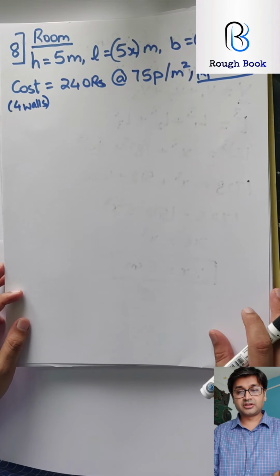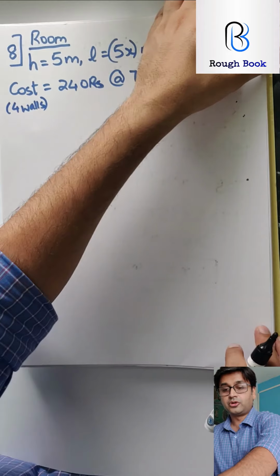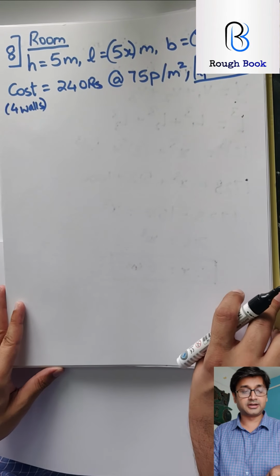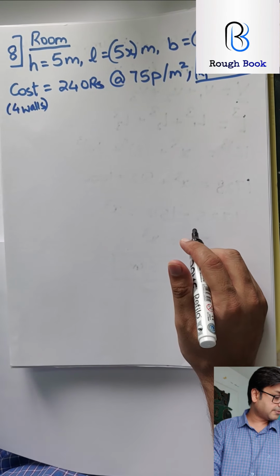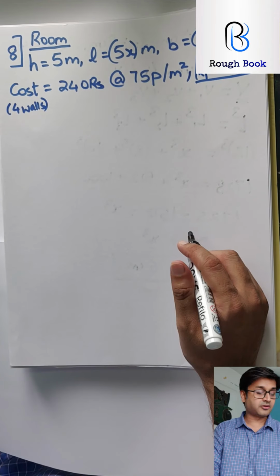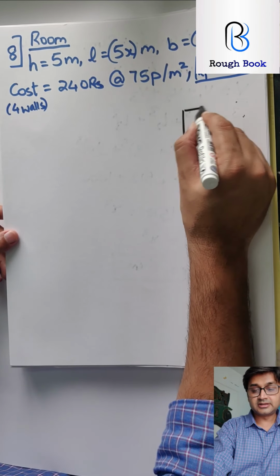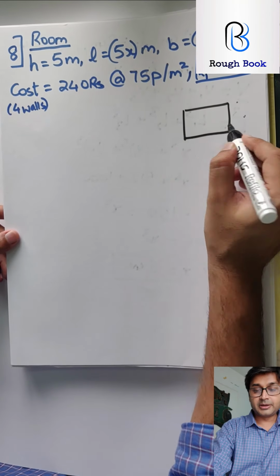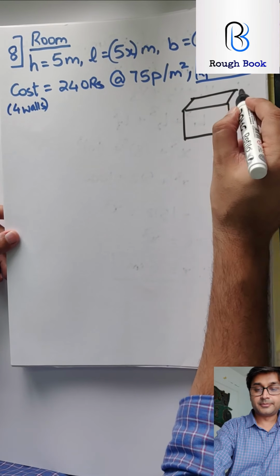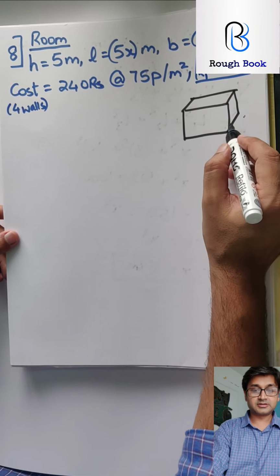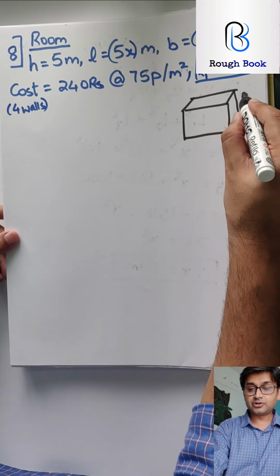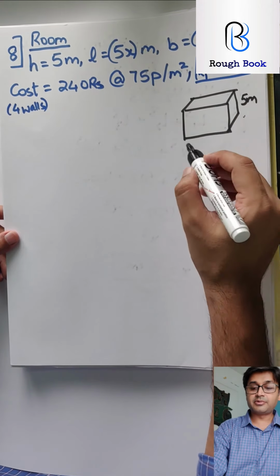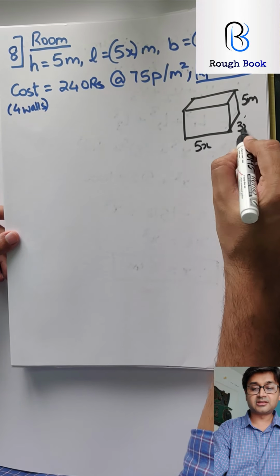8th. Pause the video, come on, try this on your own. If you don't get it, come back, I will help you then, but try at least. So 8th one says the cost of papering 4 walls of a room. So let's say this is your room and you are papering it, so basically wallpaper, but only the 4 walls. Alright, height is given to you as 5 meters, length and breadth in the ratio, so 5x and 3x.